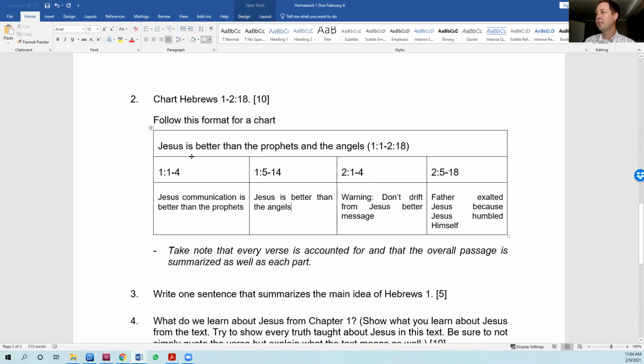Putting together a chart just helps you get clear in your mind what the passage is talking about, and it should be a real blessing to you as you do Bible study. So hopefully this helps you in your future assignments.